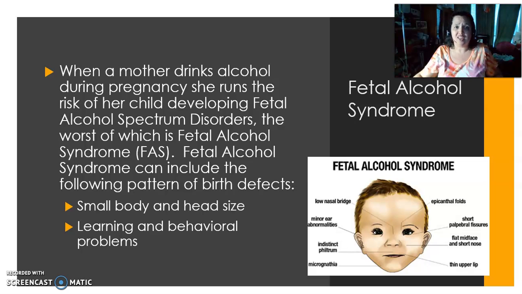So really, truly, you think about it, this is such a small and simple thing, for a mother not to drink while you are pregnant so that you can afford your child the best life throughout their life.